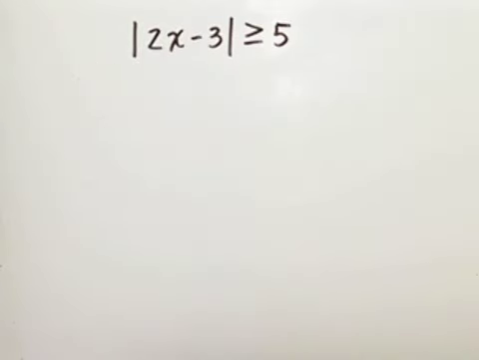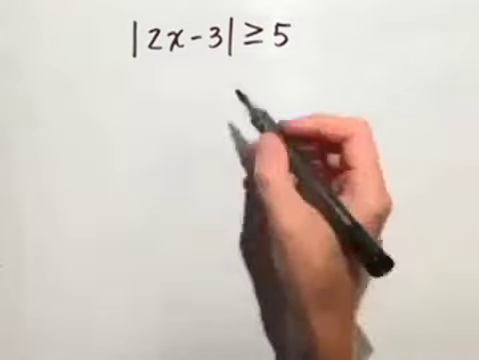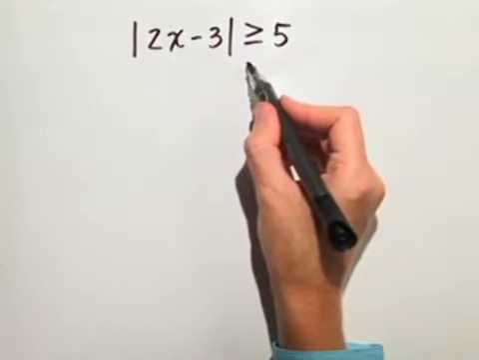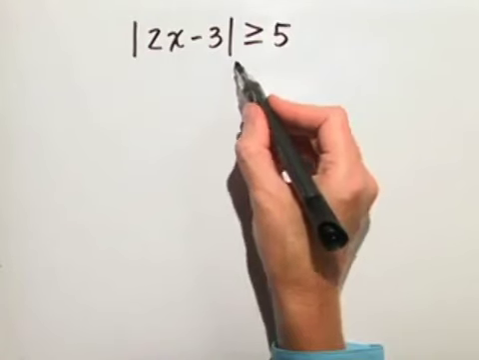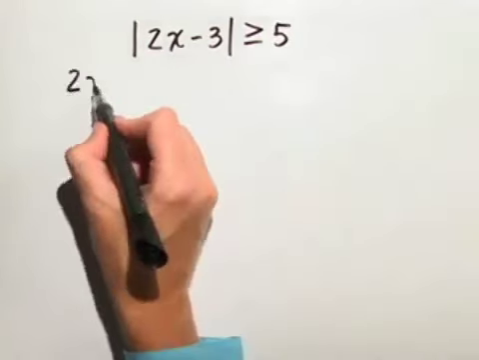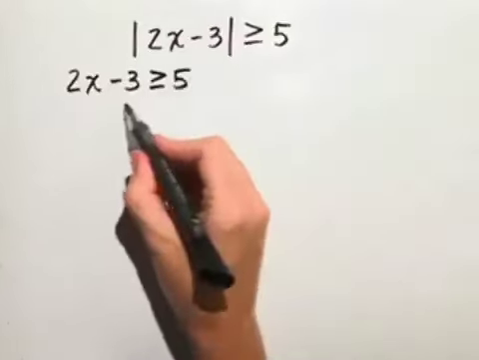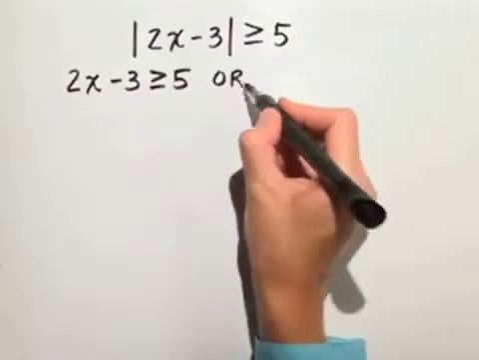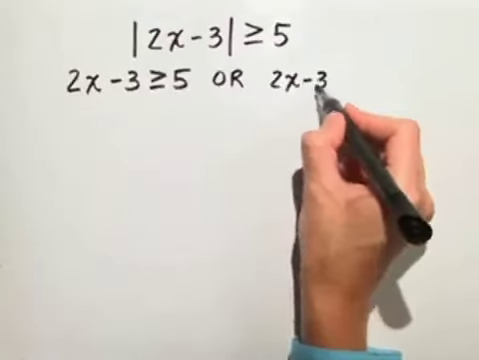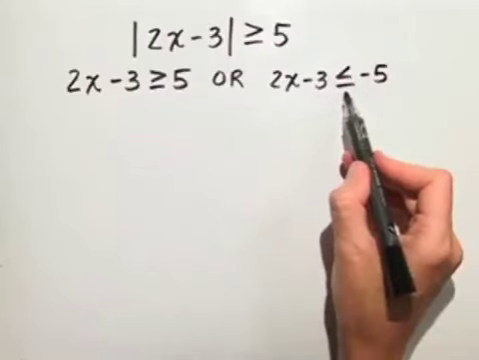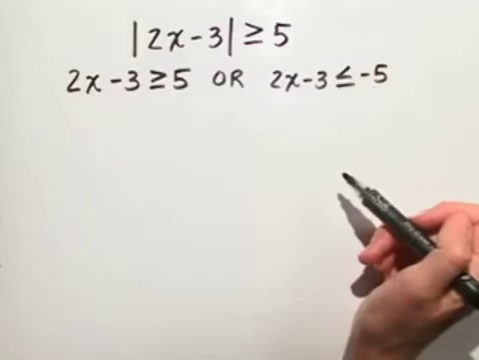Let's solve the absolute value inequality using equivalent absolute value equations. Notice that we have a greater than or equal to absolute value inequality. When you have a greater than or equal to, you break this into two different inequalities. First, we just drop the absolute value symbols and we write 2x minus 3 is greater than or equal to 5 with no absolute value, or we write 2x minus 3 is less than or equal to negative 5. So we reverse the direction and write a negative on the right-hand side.